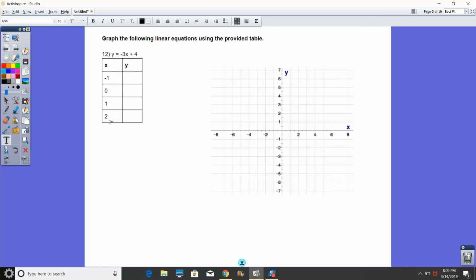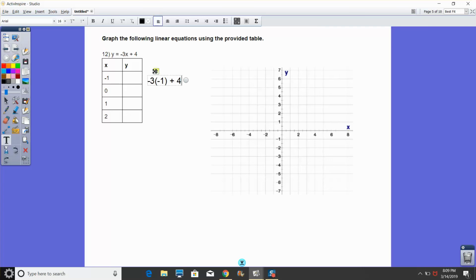We're going to use these for this equation. We're going to plug in each of these values into this function right here. We're going to plug them in for x, we're going to get a number, and we're going to put it in for y. So with x equaling negative 1, that means we're going to do negative 3 times negative 1. Let me write that over here just to show you. We're going to do negative 3 times negative 1, and then we're going to add 4.